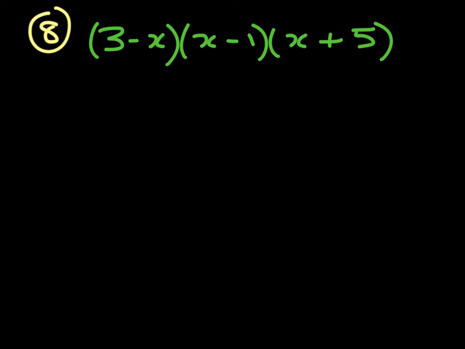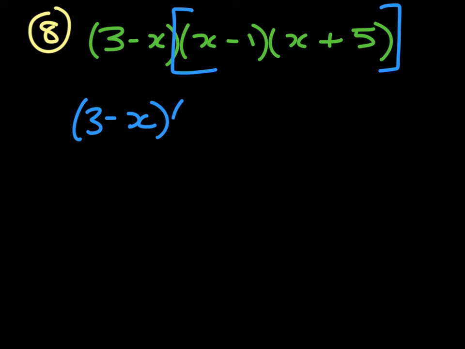Question 8, removing brackets. 3 brackets to remove here, so we're going to do it in stages. We're actually going to remove the brackets on the last 2 first of all. So the first bracket is going to stay as 3 minus x. We're going to remove the brackets on the second one. Now that comes to x squared plus 4x minus 5.